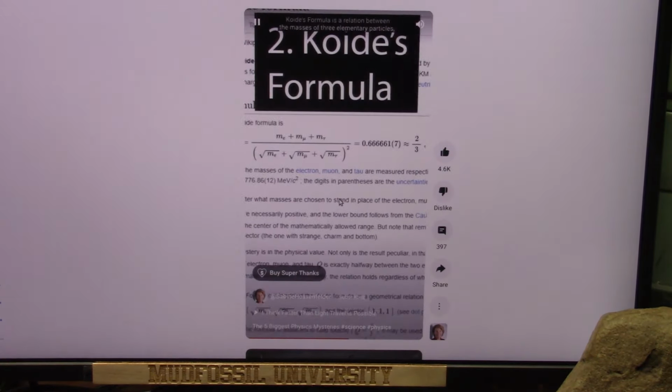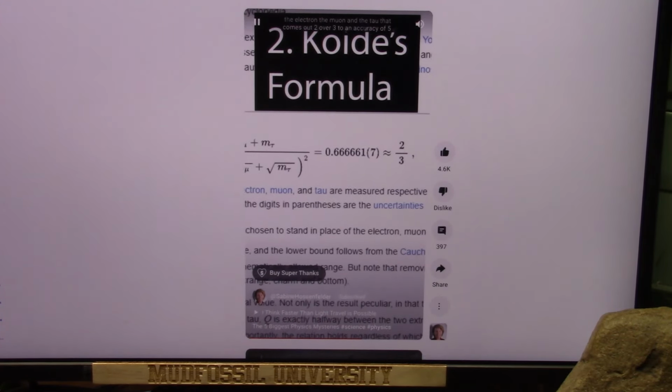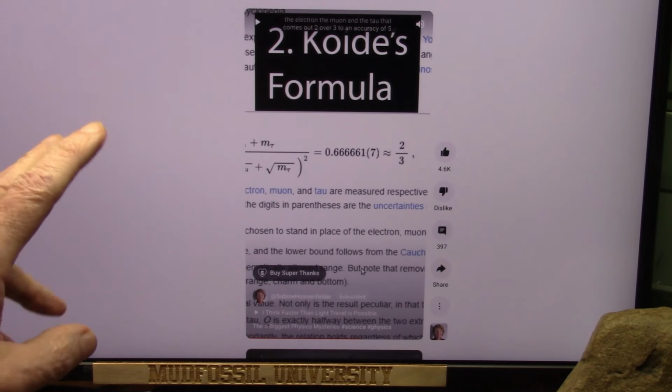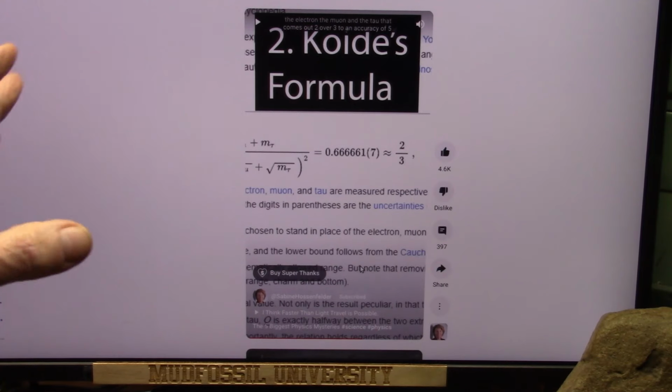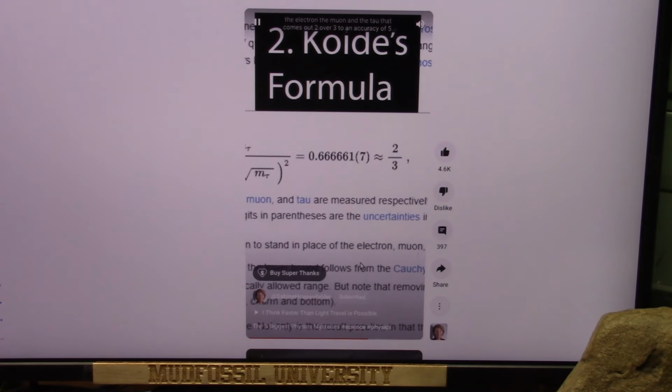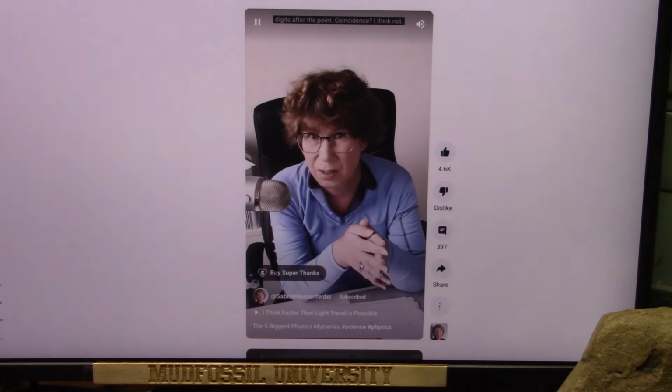Number two, Koide's formula is the relation between the masses of three elementary particles. I can do that very simply. And there isn't three elementary particles, there's only two. And that's the electron neutrino and the muon neutrino. Electron, the muon, and the tau, that comes out 2/3 to an accuracy of 5 digits after the point. Anyway, I'll be explaining all this in detail.